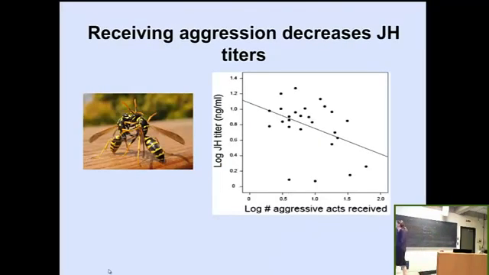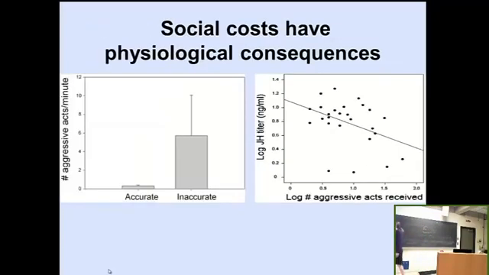So we also found that receiving aggression actually decreases JH. So this shows you juvenile hormone titer and the number of aggressive acts that an individual received. You can see that when wasps received more aggression, they had lower juvenile hormone titer at the end of the fight than wasps who had received less aggression. So as I showed you before, wasps with inaccurate signals receive more aggression, and receiving more aggression is associated with reduced JH. So I think this suggests that social costs are likely to have physiological consequences.